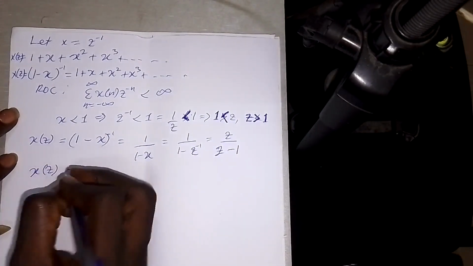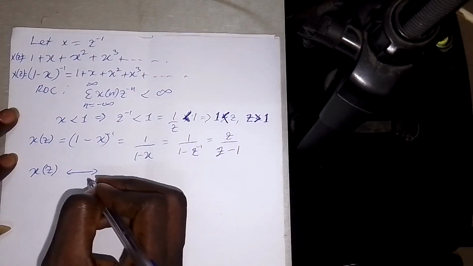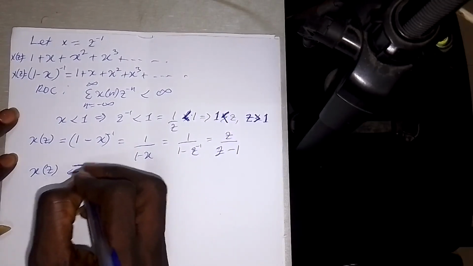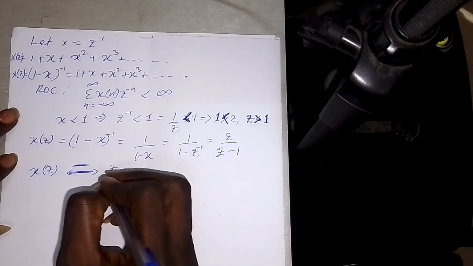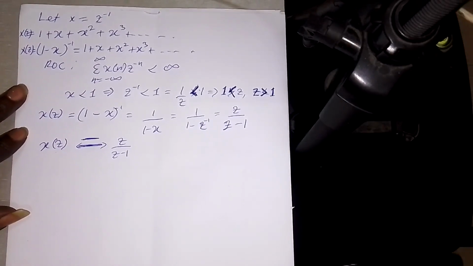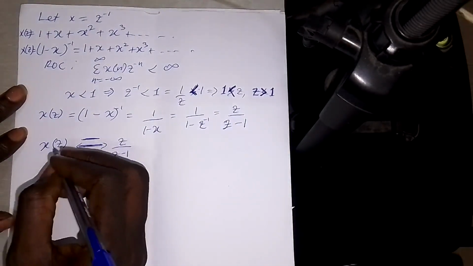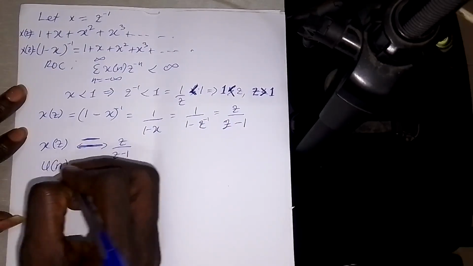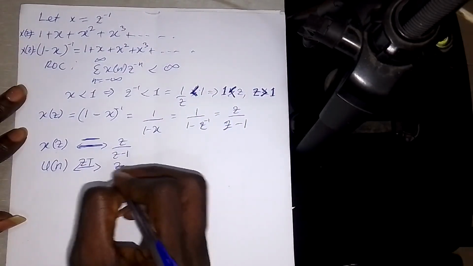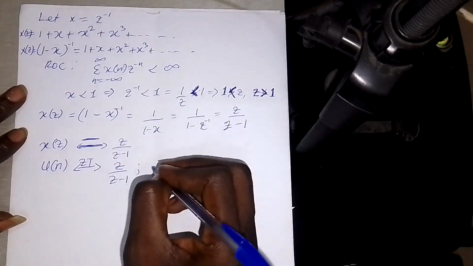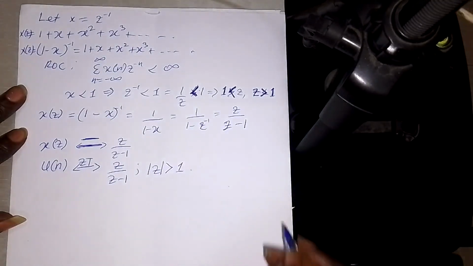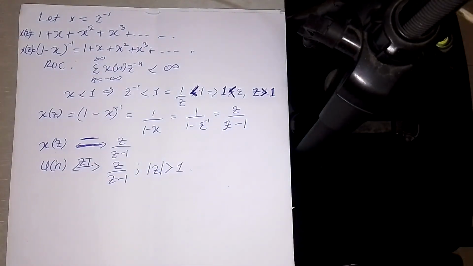So now the Z transform is equal to Z over Z minus 1. Or much better still, what I can say is that if you have a unit step sequence, and then it goes through the Z transform, then you're going to get Z over Z minus 1. And then your ROC is going to be mod Z greater than 1. So that is how you can solve this one.